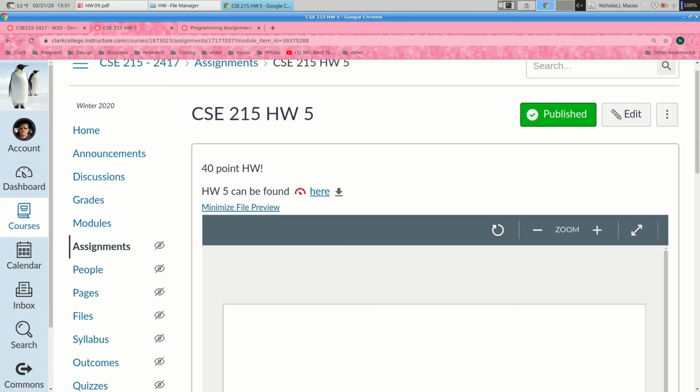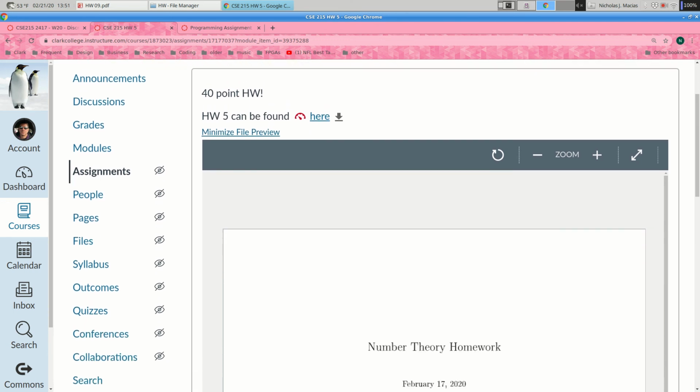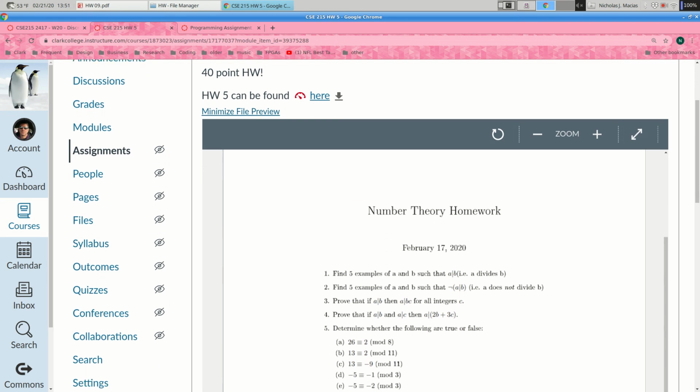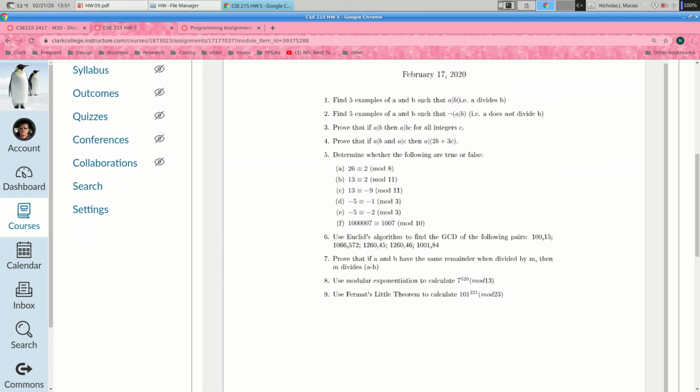All right, so homework 5 for this course. It's a 40-point homework because it's got lots of questions, and we're actually working through most of this as a group. So the first few questions are ones that we did in class. Question 6 is using Euclid's algorithm to find the greatest common divisor of these pairs. So you can work on that one, right? And then question 7 was on that sheet, but we didn't necessarily get to it. Some people did, but it's looking at divisibility.